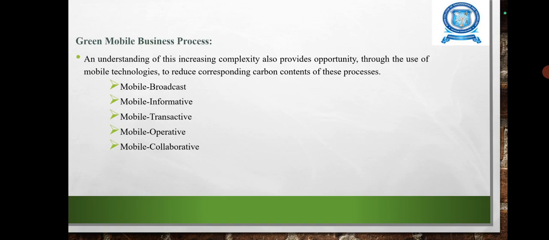Next one is mobile informative. The use of mobility provides the organization with the ability to provide environment-related information, for example, to the various stakeholders within the business. Next one is mobile transactive. It includes collection, collation and reporting of environmental data. Next one is mobile operative. It provides opportunities for the organization to model and optimize its internal processes. Next one is mobile collaborative. It should be influenced by the business partners' policies and strategies toward a green environment.